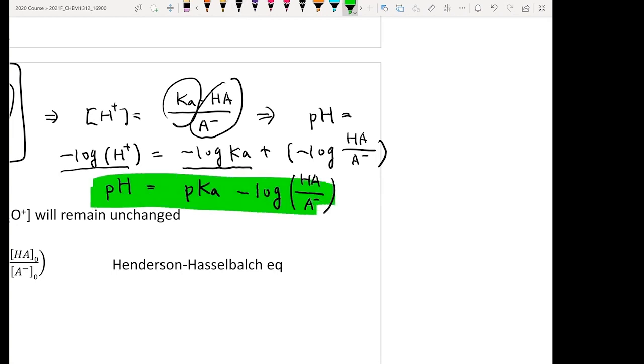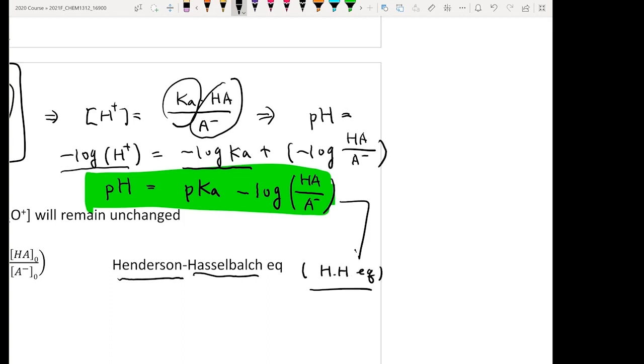And you got to these final equations that we are going to use over and over again in this chapter. This equation was actually derived by two scientists, Henderson and Hasselbalch. We are going to refer to this as the HH equation. That is actually the equation that you need to memorize. The HH equation is the most important equation for this chapter.